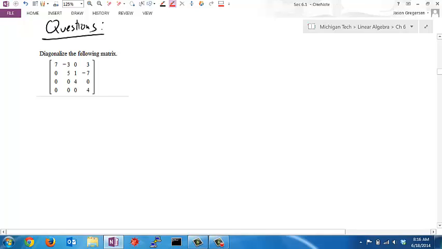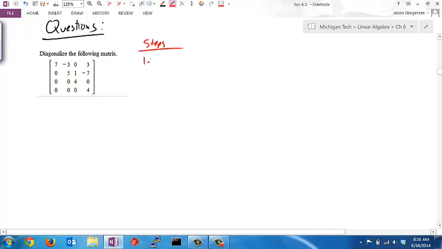But I think there's still a lot of good questions from this one, so we are going to go through it a little bit. So I want to diagonalize the following matrix. I'm going to first write out a battle strategy, if you will, here. The steps that I'm going to go through in this process.